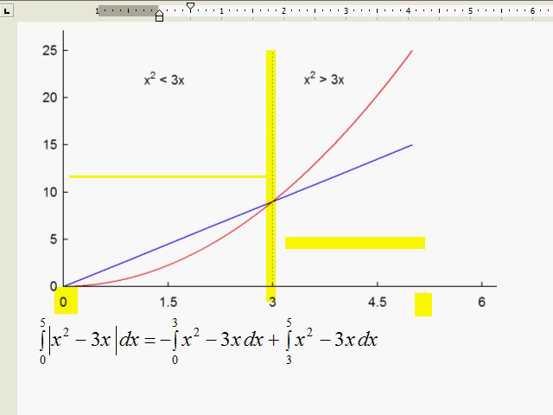This tells us how to break up the integral from 0 to 5. So we break it up into one integral going from 0 to 3, then we break it up into another integral going from 3 to 5. And taking the absolute value in the region 0 to 3 means multiplying x squared minus 3x by a negative sign. Here's the negative sign right here. Then we go from 3 to 5, x squared minus 3x is positive, so there's no change in sign. You've probably seen enough examples of how to evaluate the absolute value of a function.